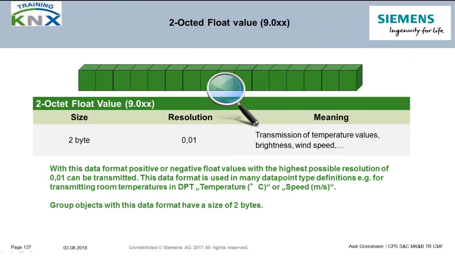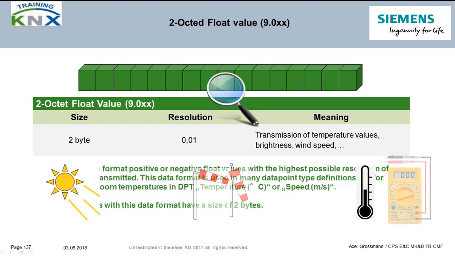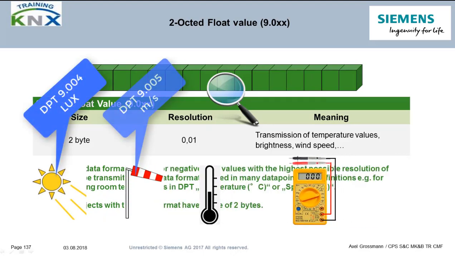2-octet float value, data point type 9.xxx. The DPTs of the main group 9.xxx floating point have a length of 2 bytes. They are used for everyday physical measurements such as brightness in lux, wind speed in meters per second or kilometers an hour, all temperatures, current, voltage, power, and much more.